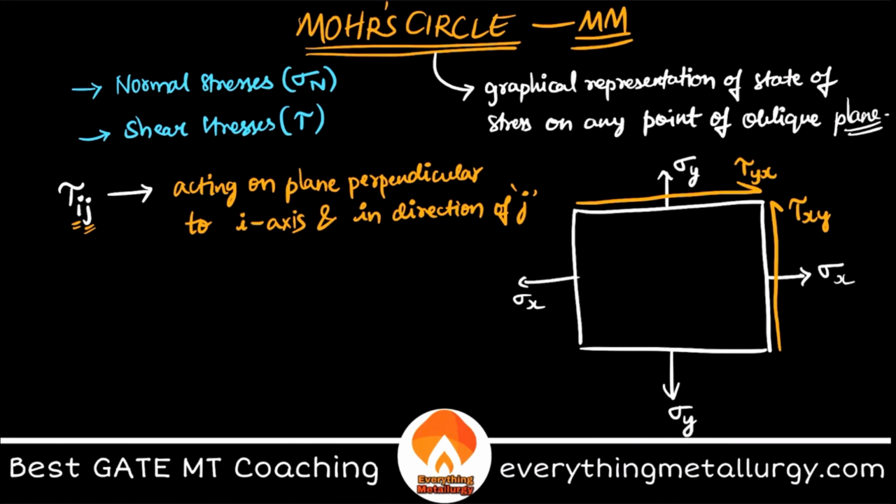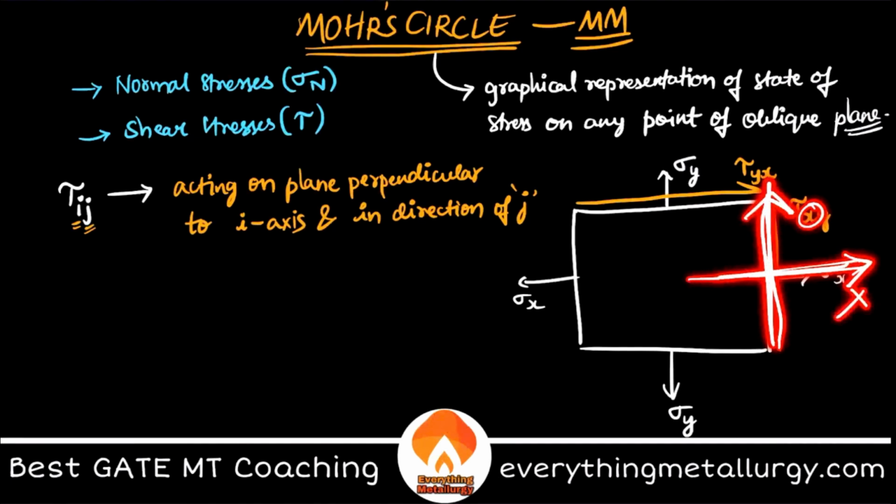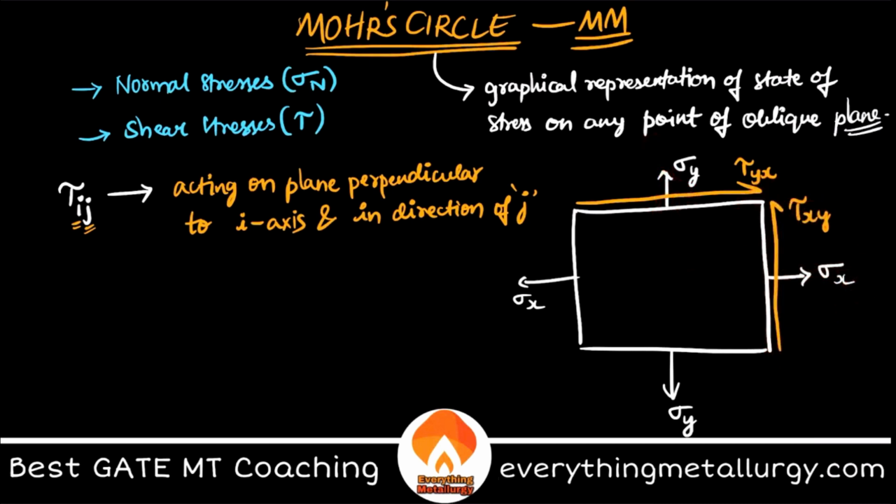Now carefully try to relate what I wrote here. Tau xy means it is acting on a plane perpendicular to the x axis, correct? This is my x. In the direction of what? In the direction of y. This is the x axis, this is the y axis. You can see that this is perpendicular to the x axis and it is acting along the y direction, so it is called tau xy. Similarly, this one is perpendicular to the y axis and it is acting in the x direction, so tau yx.